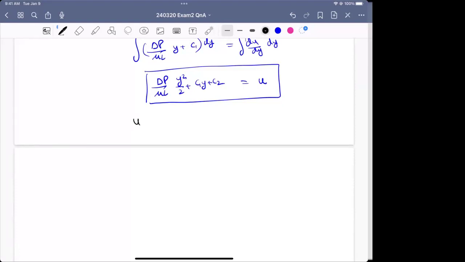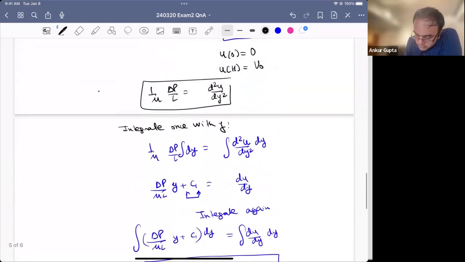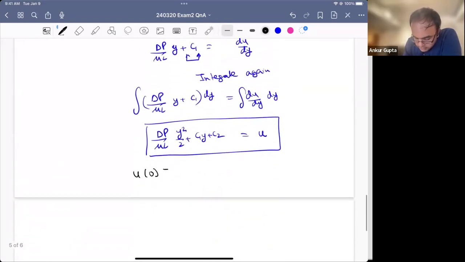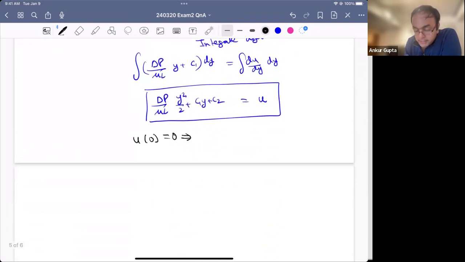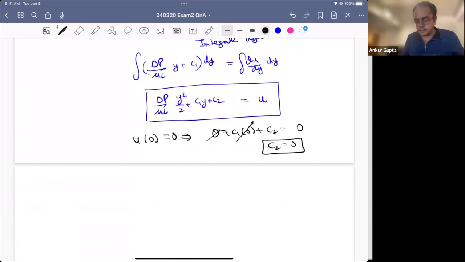Oh, okay, sounds good. So now we have u of 0. I believe u of 0 was 0. Yeah, so u of 0 is equal to 0. So this implies that I'll substitute y is equal to 0. So this is 0 plus c1 times 0 plus c2 is equal to 0. So this goes away, this goes away. So this means c2 is equal to 0. So that's the first thing. So c2 is basically 0. It doesn't enter my equations.